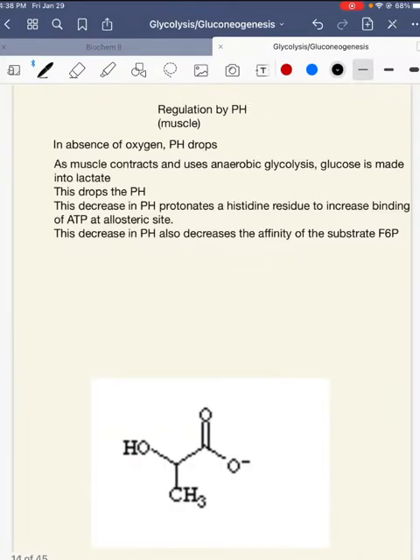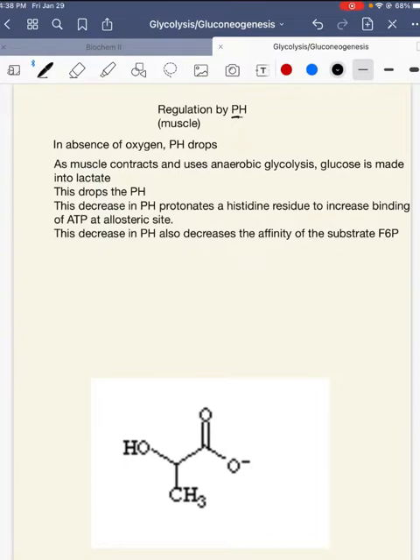Okay, I think I have, so this is the fructose 6-bisphosphate. This is the regulation by pH. Another thing that can regulate PFK activity is pH. This mainly applies in muscle cells.